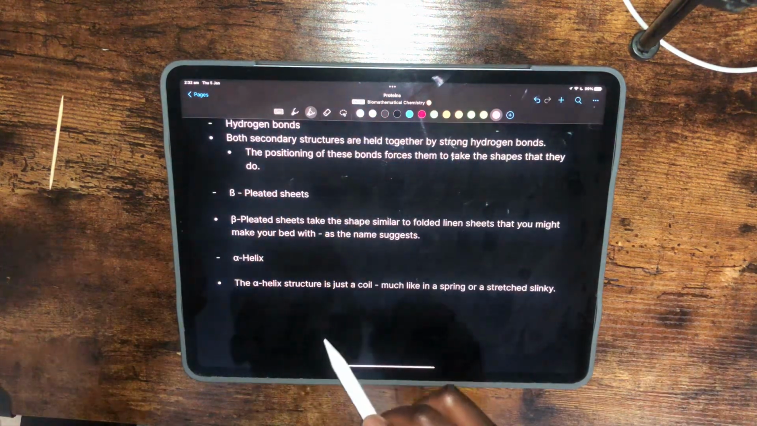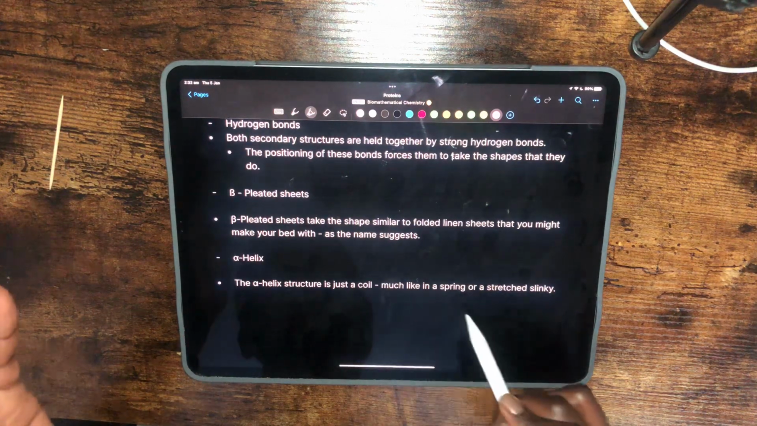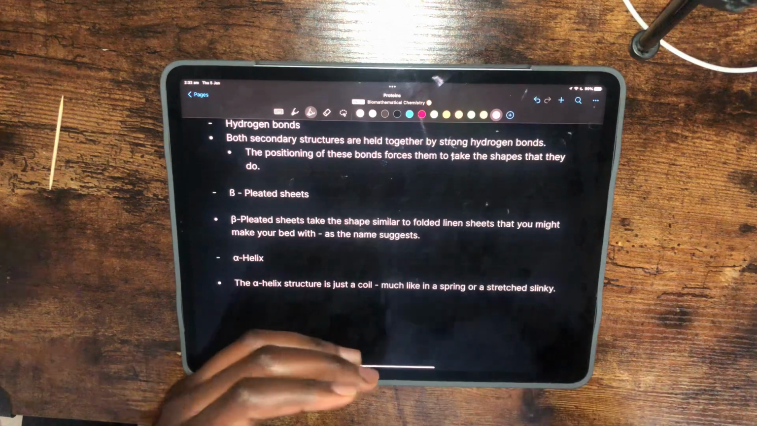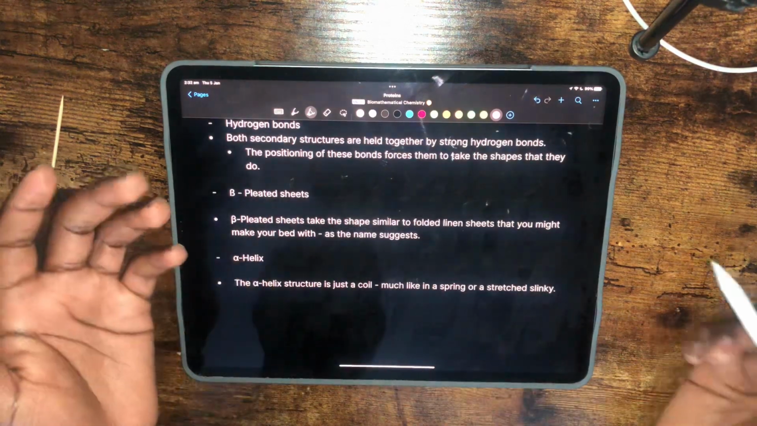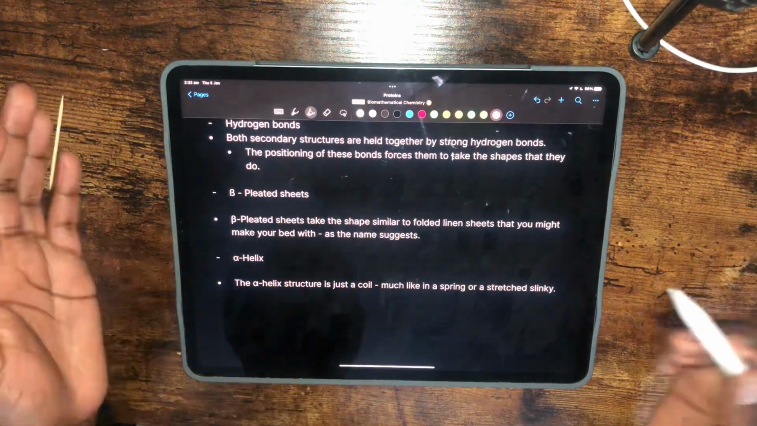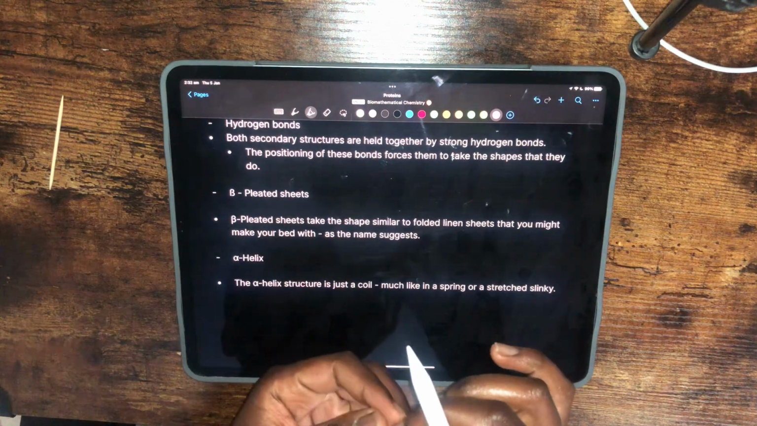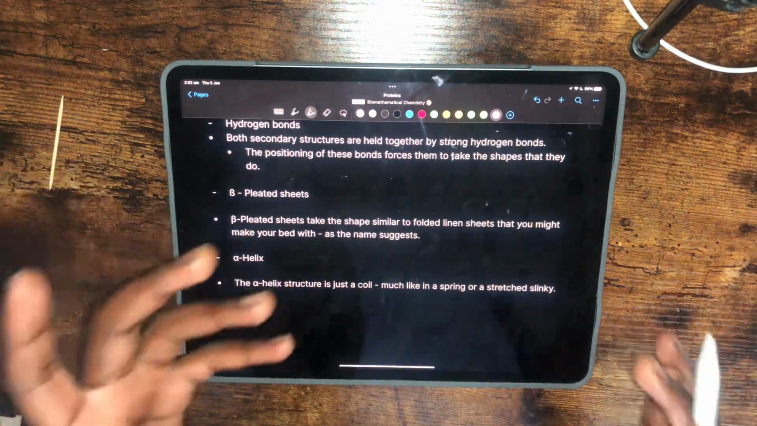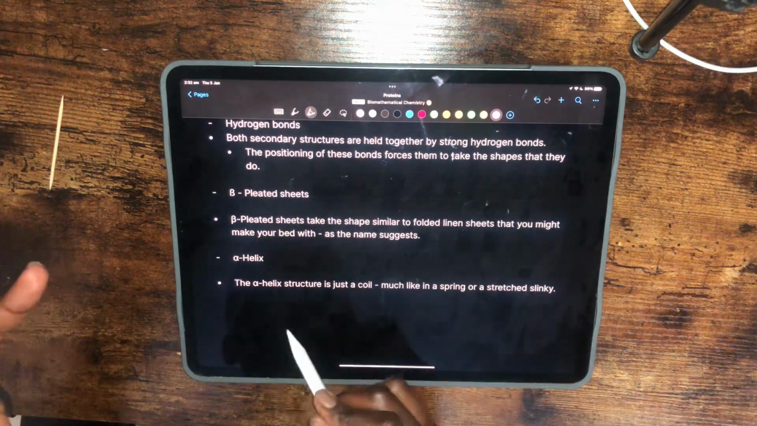An alpha helix structure is more like a coil, much like the spring of a slinky. Imagine a slinky. Some people's hair kind of looks like a coil structure, like an alpha helix. But if you think about car suspension or a slinky, that is what an alpha helix looks like.